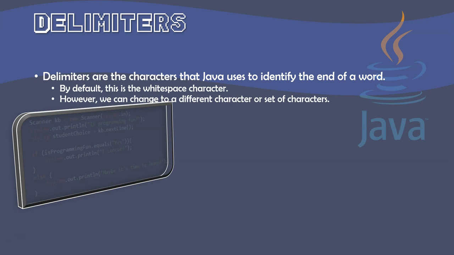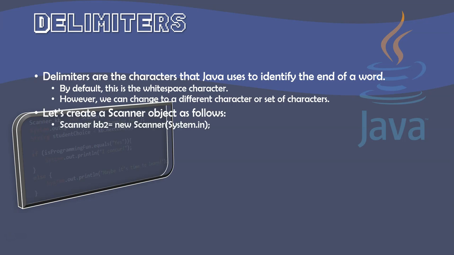Now, there is a little trick we can do. We can, of course, change that to a different character or a set of characters. The way we do this is we would create, for example, a different scanner object. So let's say Scanner kb2 equals new Scanner(System.in). We could then change the delimiter from, for example, our default white space character to, let's say, a double hash symbol. We could do anything we really want to. It just would have to be inside of these quotations. So if we wanted this to be 1, 2, 3, I would just put in these quotation marks 1, 2, 3.